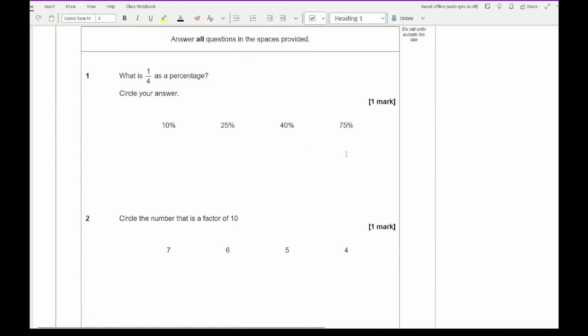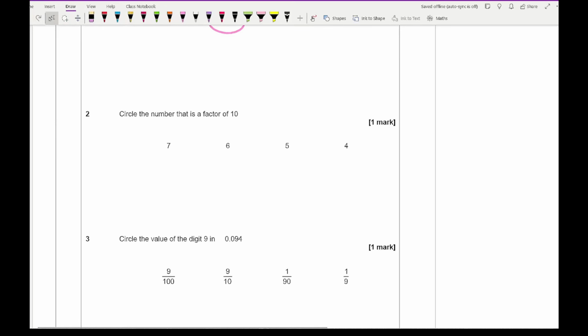So looking at question 1, it says what is 1/4 as a percentage, and this one should be relatively easy in the fact that it is 25%. Then for question 2, it says circle the number that is a factor of 10. So a factor is a number that divides into 10. So which of these numbers can you divide 10 by? And that is going to be 5.